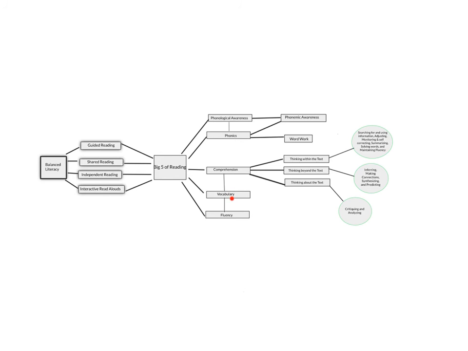Vocabulary is next. A way vocabulary can be taught is through interactive read-alouds. A teacher can do this while reading and stop on a hard word and explain the meaning of the word through context. Last of the Big 5 is fluency.